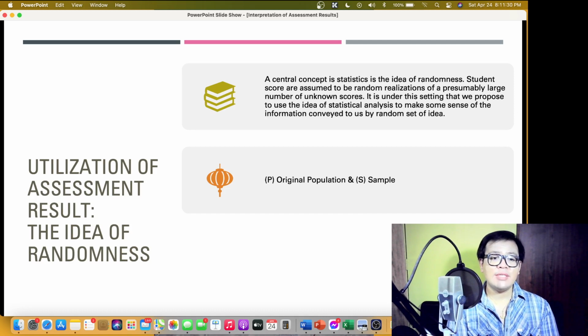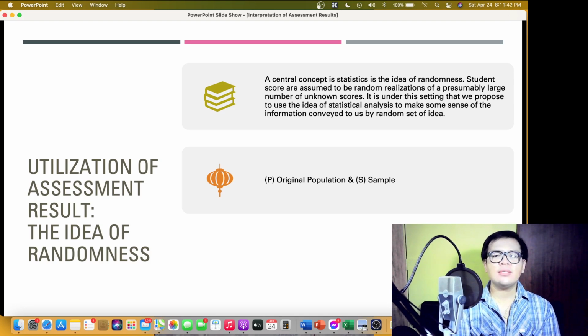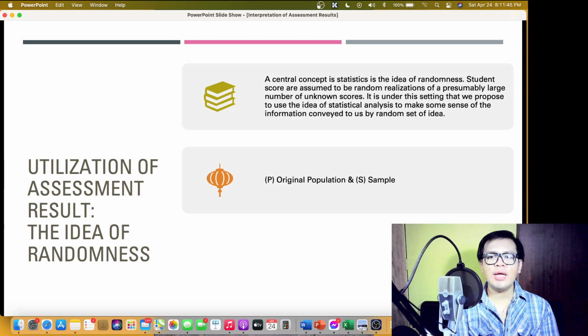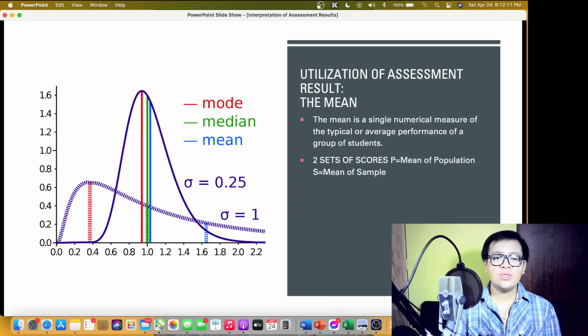And the utilization of assessment result is more into the idea of randomness. So when you say the utilization of assessment, it's more into the central concept of statistics and the idea of randomness. Student scores are assumed to be random realizations of presumably large numbers, which are unknown scores. And it is under this setting that statistics and analysis are used to make some sense of the information conveyed to us in a random set of ideas. And original population and sample size are also considered here.